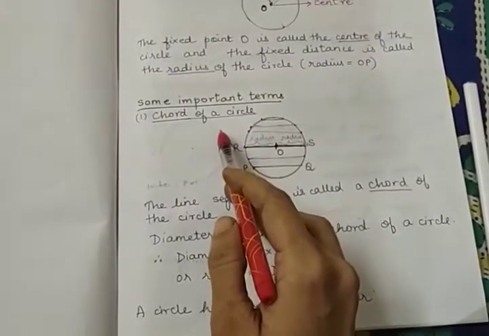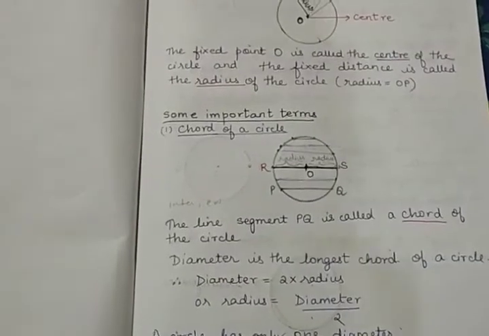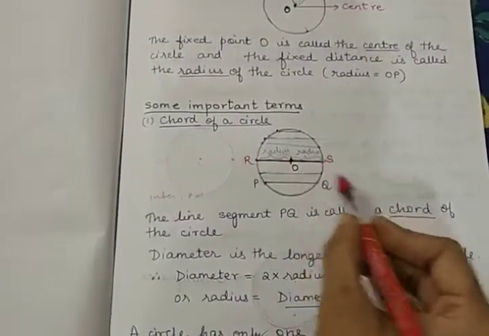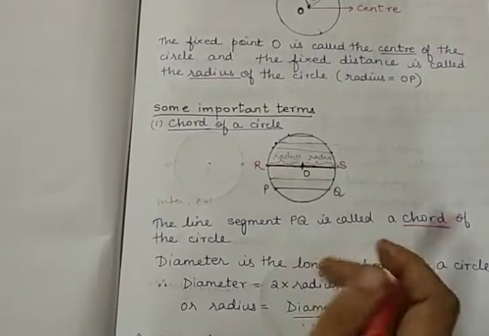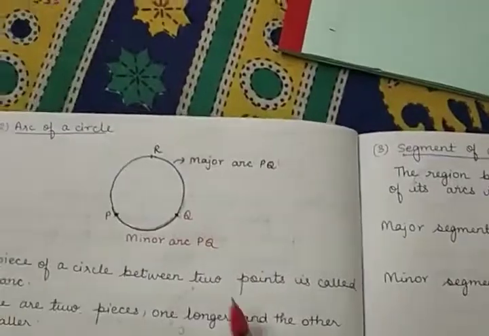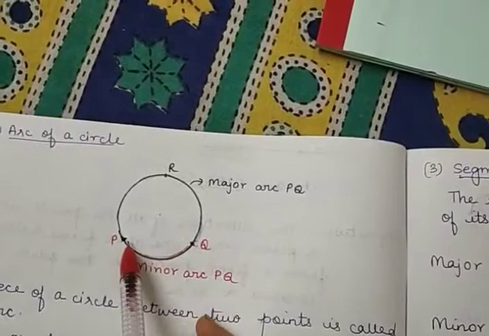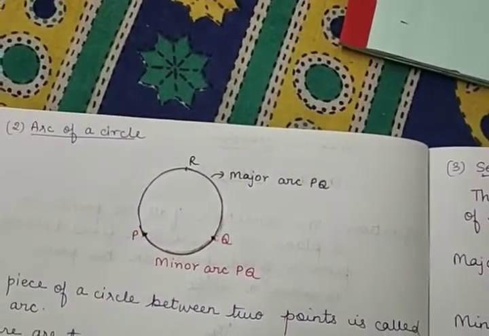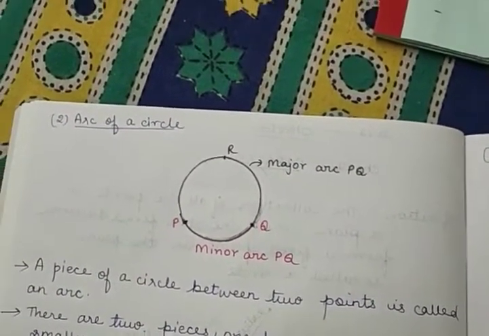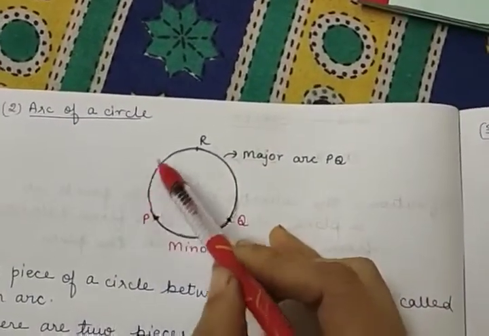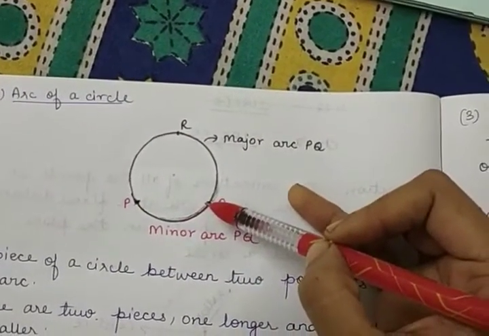So in this video we saw some different terms. First, what is a chord of a circle? It is a line segment drawn from any 2 points taken on the circle, and the longest chord in a circle is the diameter. Next we saw what is an arc of a circle. An arc is a part or piece of a circle between 2 points. Based on the length of the arc, you have 2 arcs, major arc and minor arc. The major arc is the longer one and the minor arc is the smaller arc.